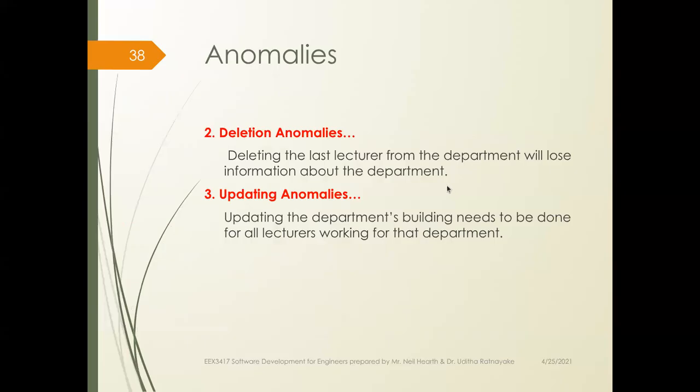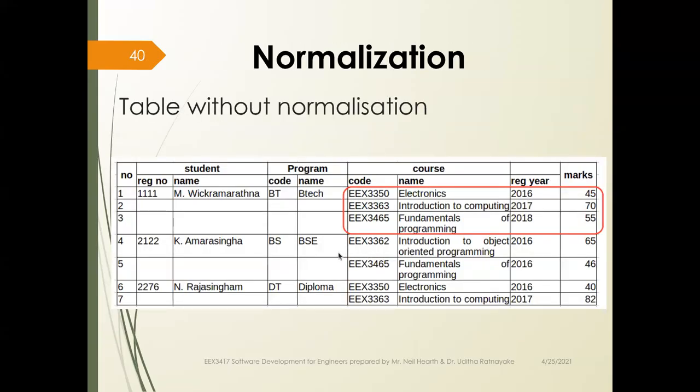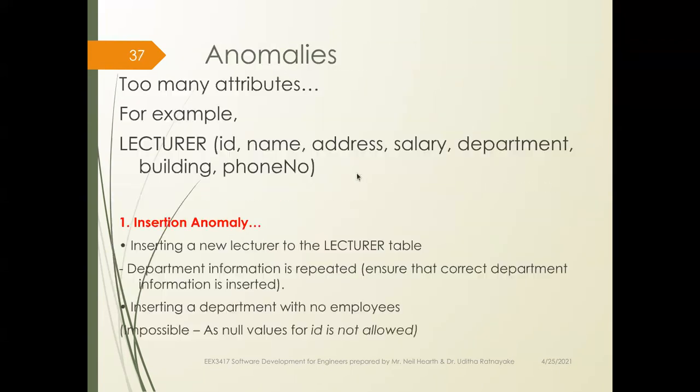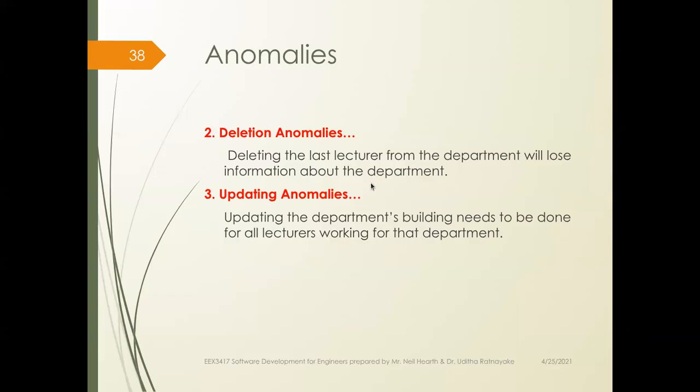Deletion anomaly is when we delete a lecturer's details, the department details also will be lost. Updating anomalies are also like that. I will give an example for normalization. Normalization is removing these anomalies: insertion anomaly, deletion anomaly, updating anomalies. Because most of the time they are repeating.